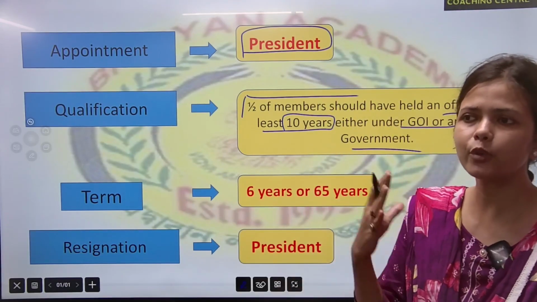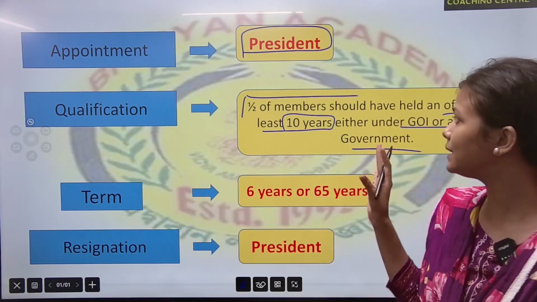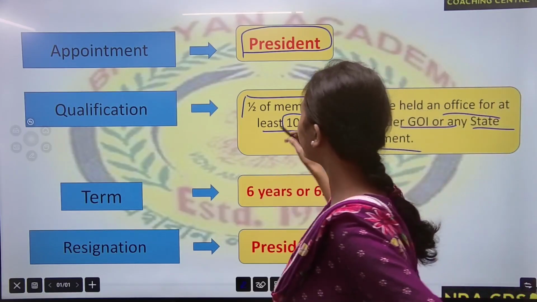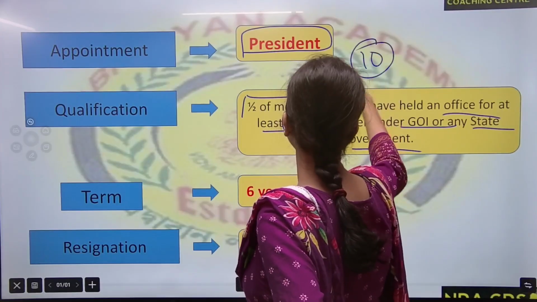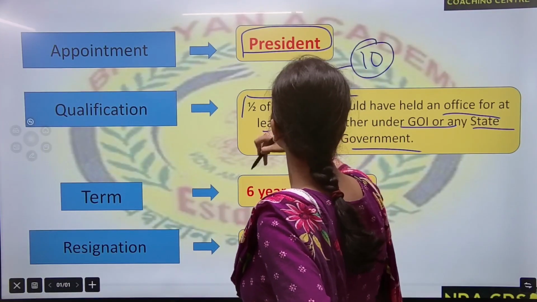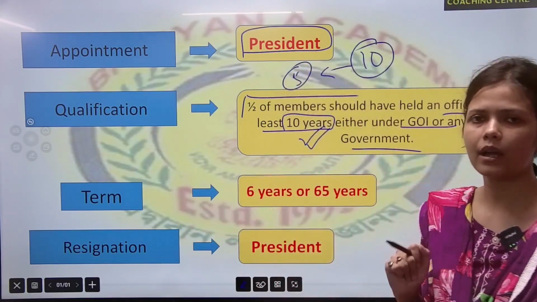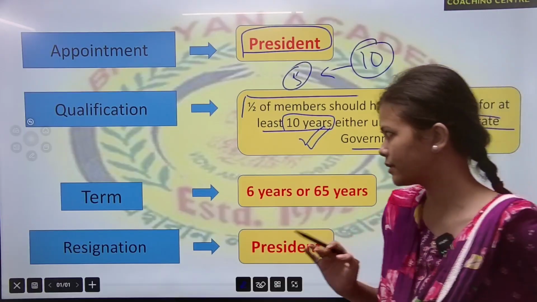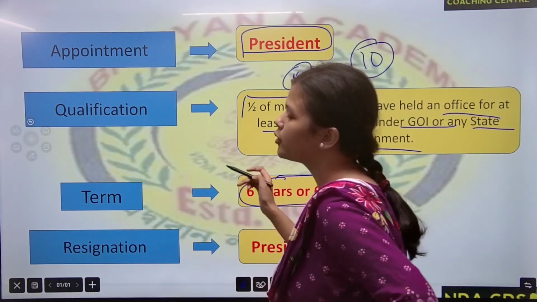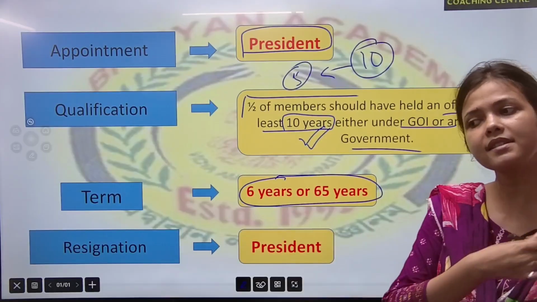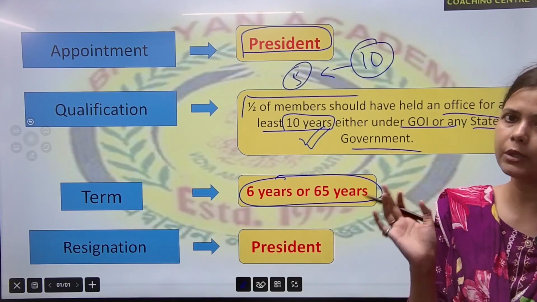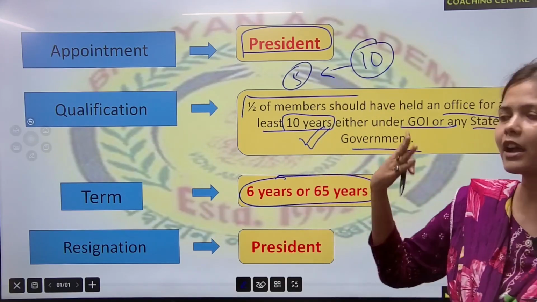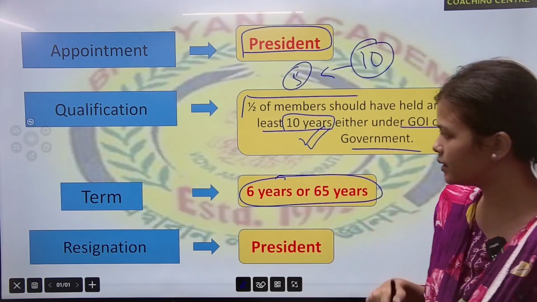That means you have to be a government employee for at least 10 years, and half of the members. For example, total members 10, 5 members should be holding government office for at least 10 years. Term 6 years or 65 years, whichever is earlier. If you are completing 6 years of your tenure, you are retired. And if you are completing 65 years of age, you will be retired.